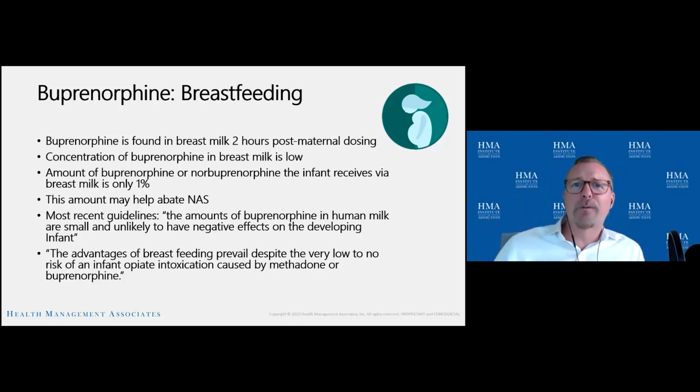And interestingly, if we have a baby who was born to a mother who's been on buprenorphine and she breastfeeds, then we decrease the neonatal abstinence syndrome, or withdrawal, from the kid, because they were getting a little bit of that tapered buprenorphine in the breast milk. And they only get about 1% of what's taken.